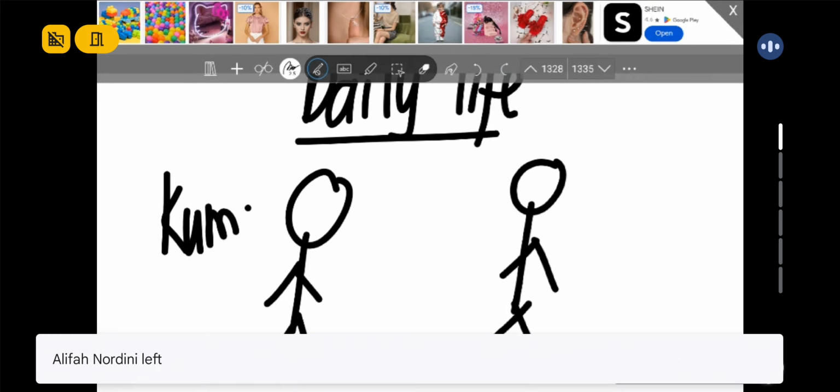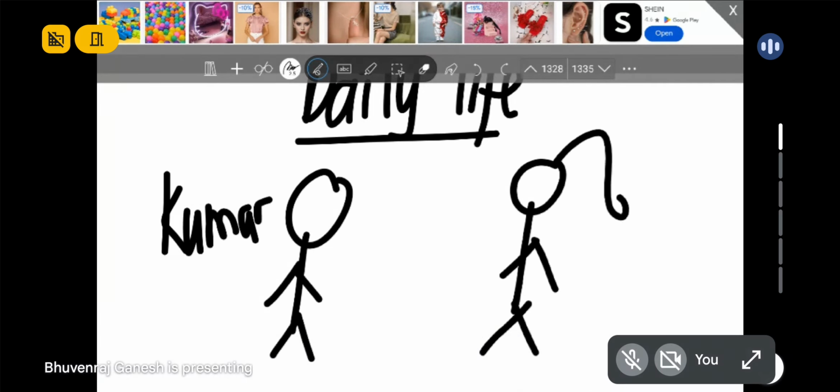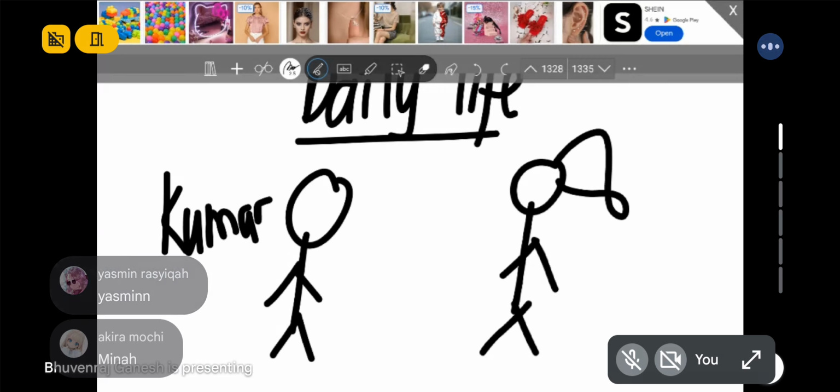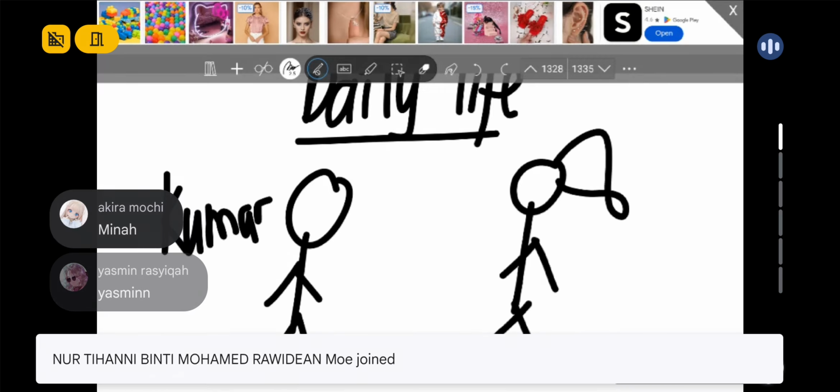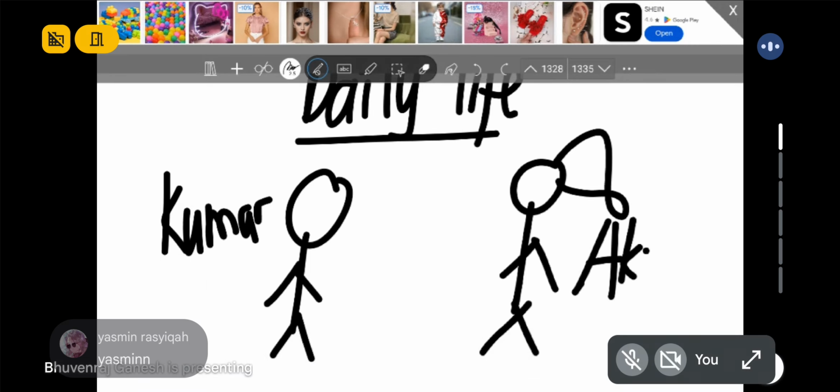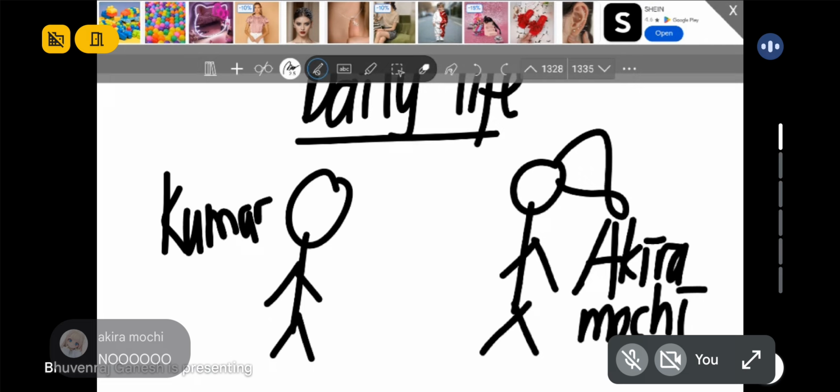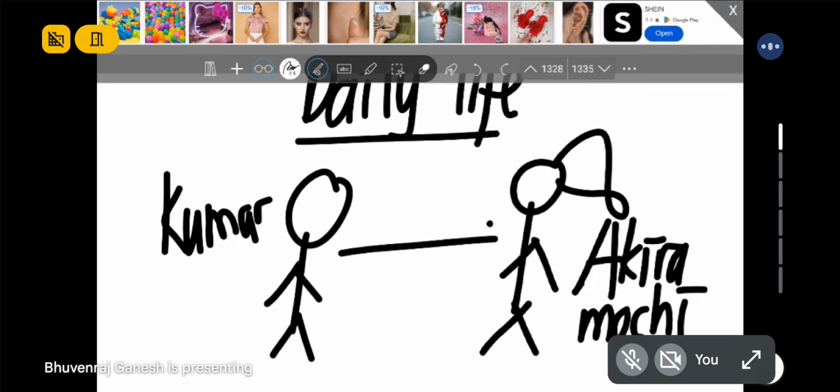Okay, this one is Kumar, boy. Let's say this is a girl. This is who? You guys give your name lah. I choose. Okay, let's say this one Akira Mochi. Simple. Use your name lah, since your name always can see. So guys, let's say Kuma is interested in her.